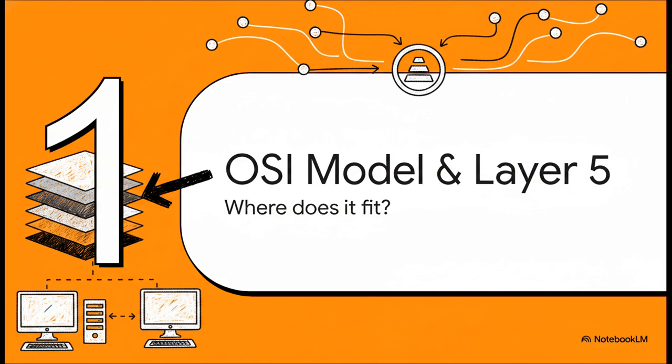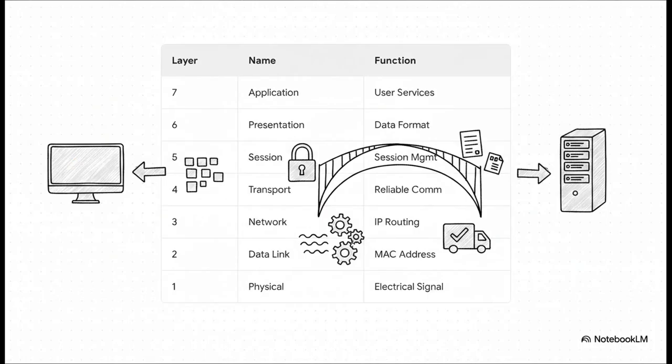All right, Section 1, the OSI model and Layer 5. Let's figure out exactly where we are in the network stack. So when data travels from your screen to a server, it flows through these 7 layers in a process we call encapsulation. Now look right in the middle at Layer 5. It sits snugly between the presentation layer, which handles all that data formatting and encryption, and the transport layer, which takes care of the actual physical delivery.